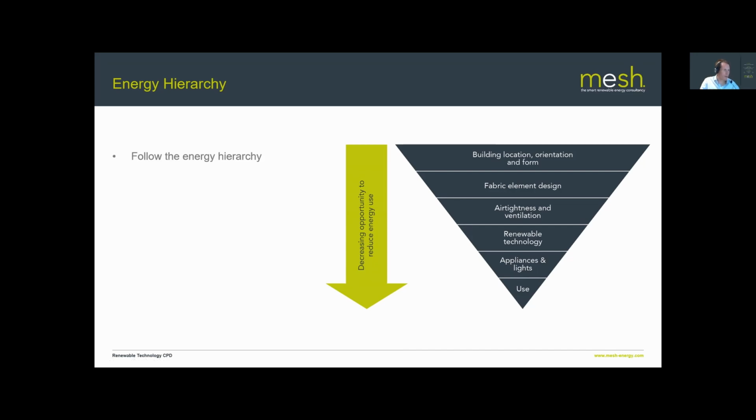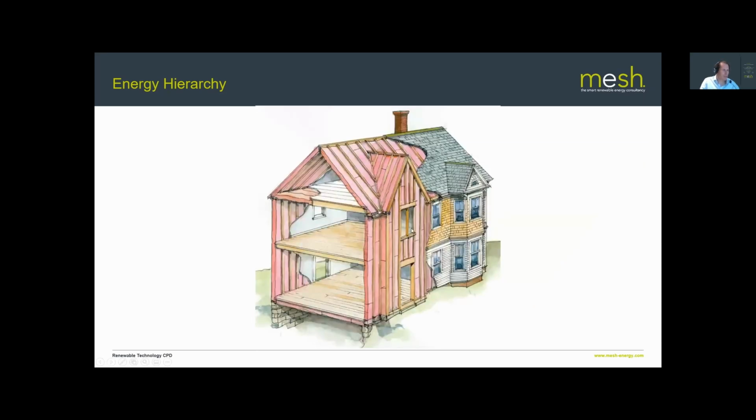So in summary, follow the energy hierarchy and make economically viable and visually acceptable fabric improvements before specifying renewable technology. So what does that mean in practice? Well, let's have a look at this retrofit project we have here. So a fairly typical house. So let's look at some of the areas we might look to improve.